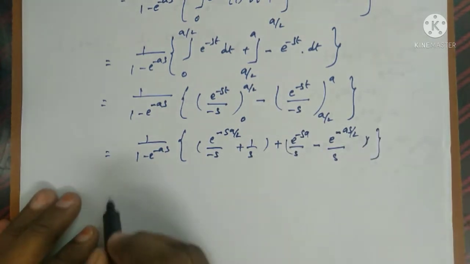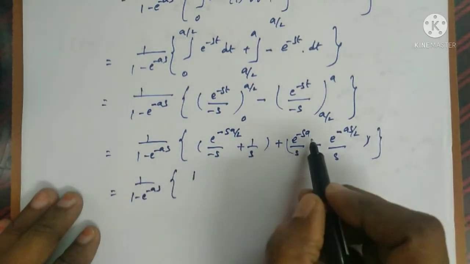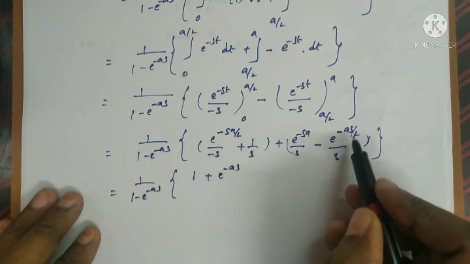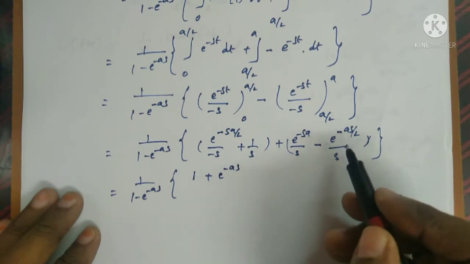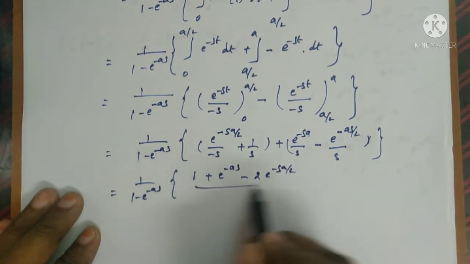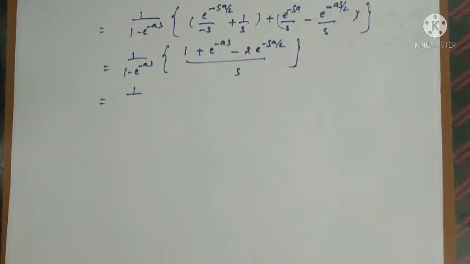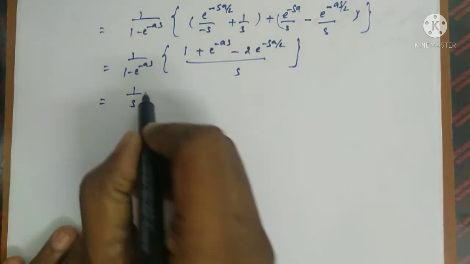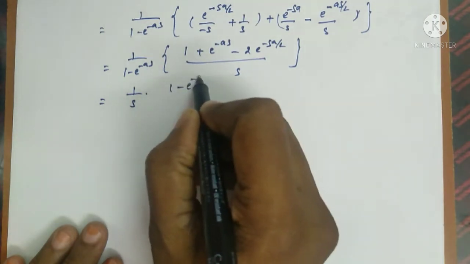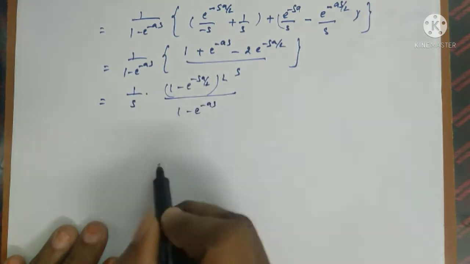Now look at this. 1 by 1 minus e power minus as. Here it is 1 and e power minus as, and here it is minus sa by 2 and here also minus sa by 2. How many times? 2 times. So this can be written as 2 times of e power minus sa by 2. For all the terms we have the denominator is s. Okay. So now this can be written as 1 by s into, and this one is nothing but a minus b the whole square. So 1 minus e power minus sa by 2 the whole square divided by 1 minus e power minus as.